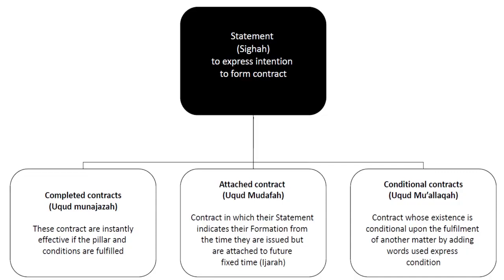This classification, again, as I mentioned, is from the angle of offer and acceptance, or we call it also a sigha, or the expression of the contract. And this is divided into three types of contract. The first one, we call it uqud munajjaza. Uqud munajjaza means completed contract, meaning the way you express, the way you issue the offer and acceptance, and what kind of indications impact the status of the contract.